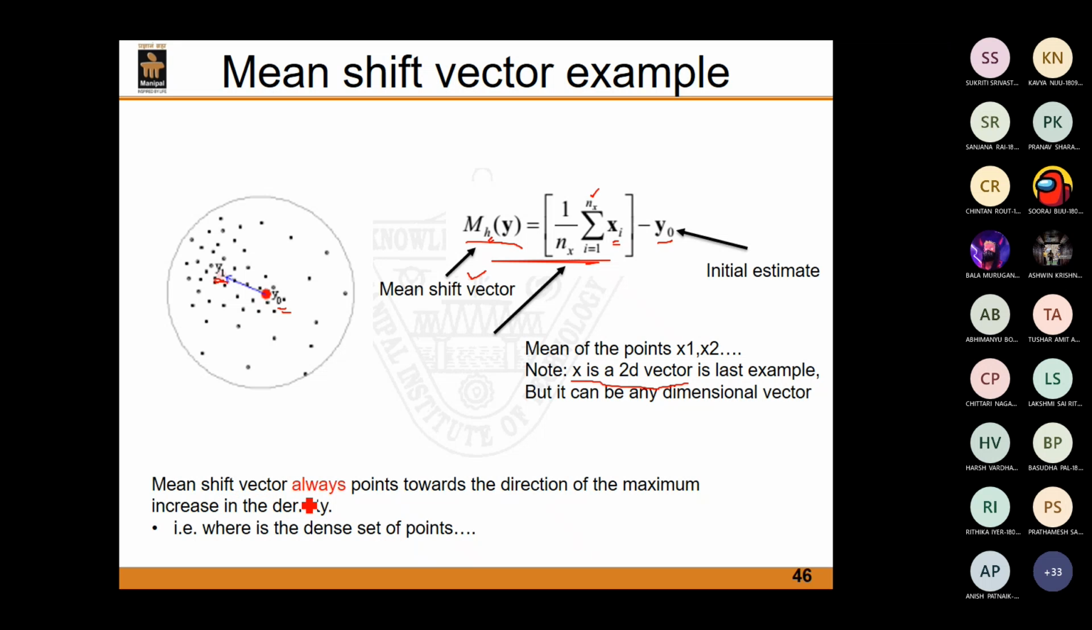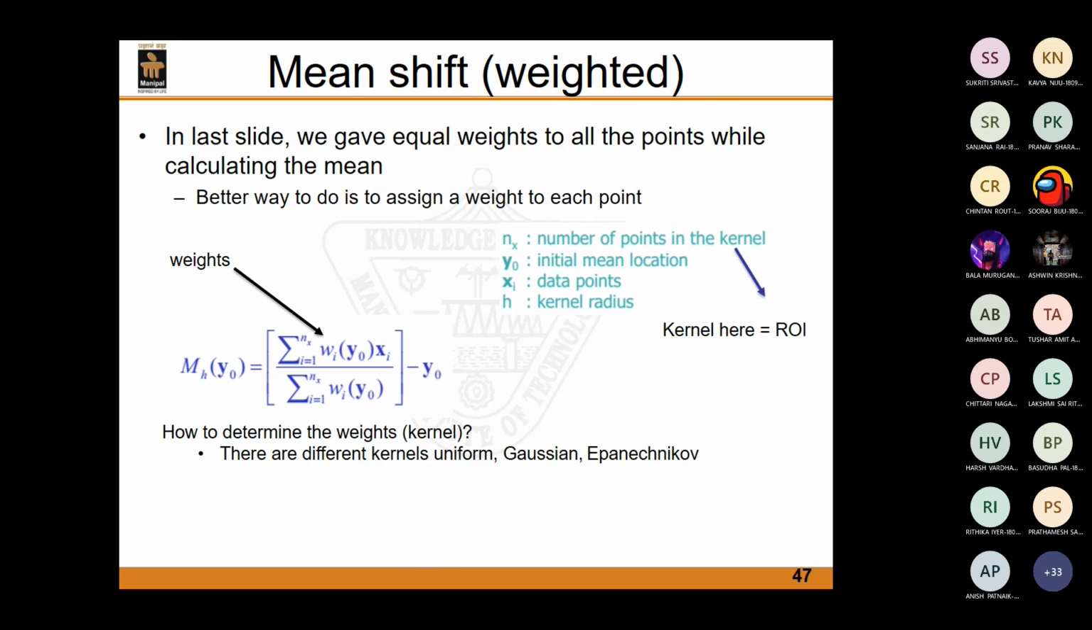Now, the mean shift vector always points towards the direction of the maximum increase in the density, right? Because for each iteration, it keeps moving towards the denser regions. So when you're moving towards the denser regions, that means wherever you have a maximum increase in the density. So irrespective of the initialization, this would happen.